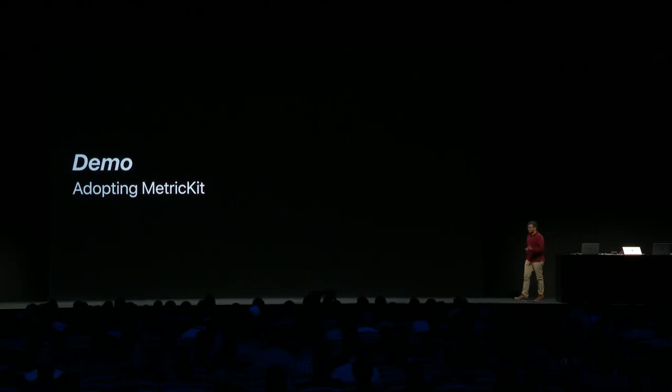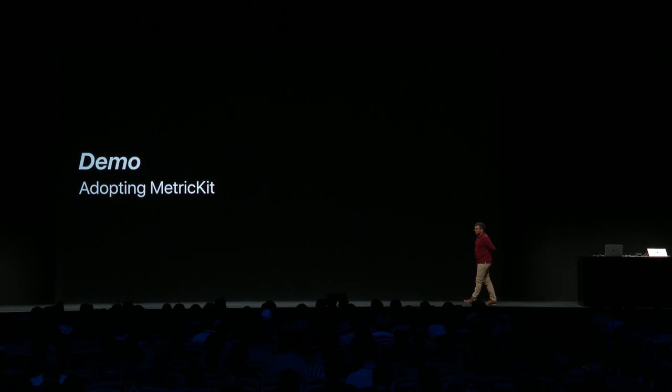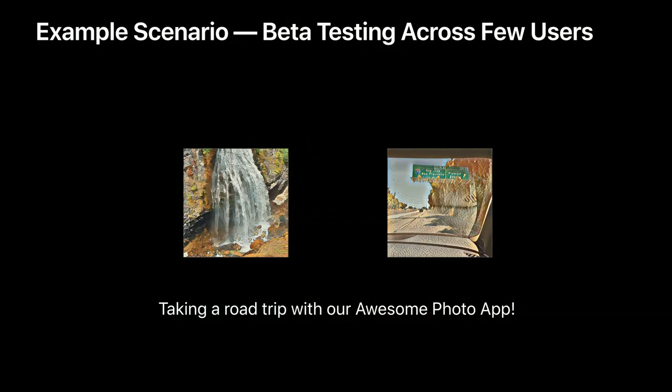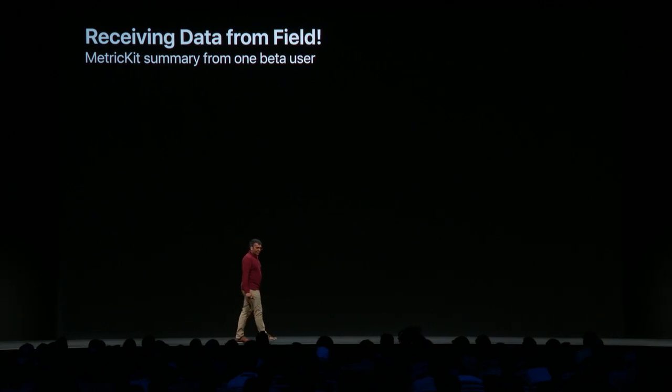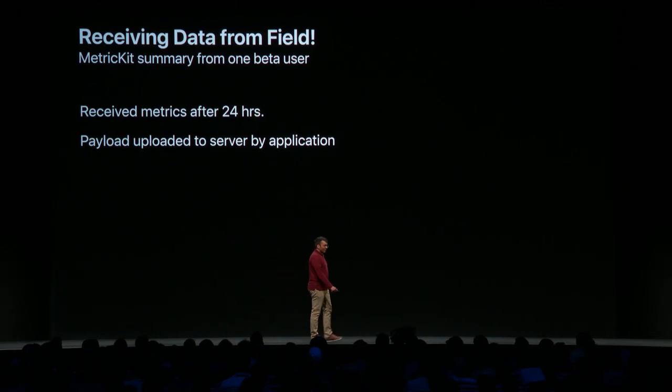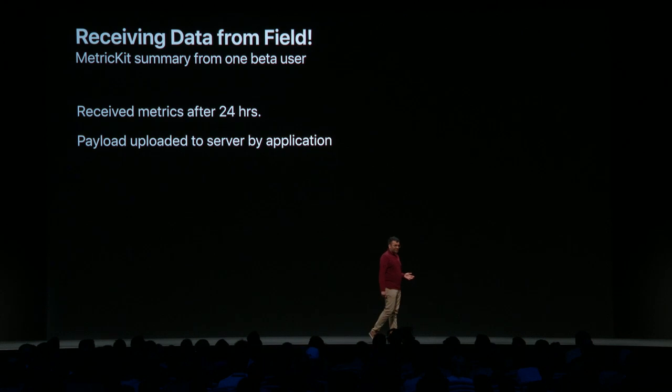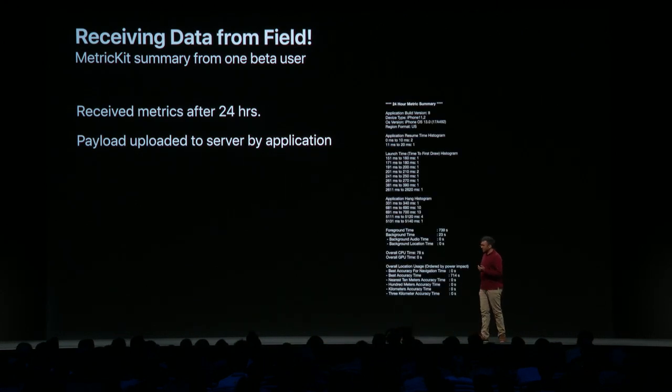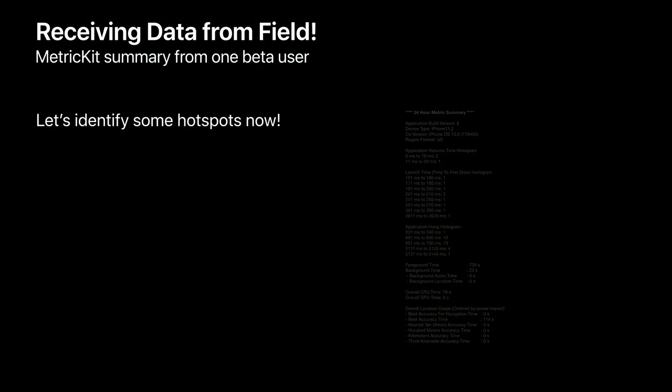As you saw during the demo, it's very easy to get started with MetricKit and start getting metrics on your devices right now. For the Awesome Photo application, we decided to take a road trip and collect some field metrics as well as some fun photos. The next day after using MetricKit in the field, we got a payload on the device, which was uploaded to my own servers using the application code that I showed you earlier. Now let's use this data that we received from the field to identify some hotspots in our Awesome Photo application.